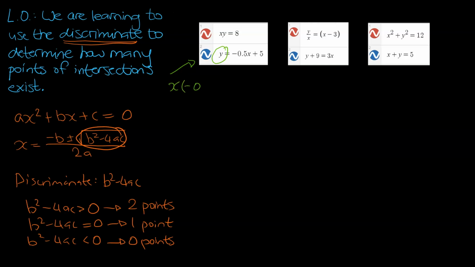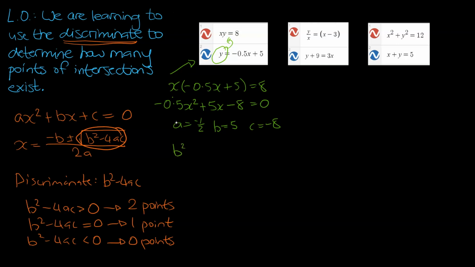So x times negative 0.5x plus 5 comes to 8. So that y has been substituted above. We then look to expand our bracket. So negative 0.5x squared plus 5x minus 8 is equal to 0. From that, we know that a is equal to negative 1/2, b is equal to 5, and c is equal to negative 8. And we can use that information to find the discriminant.